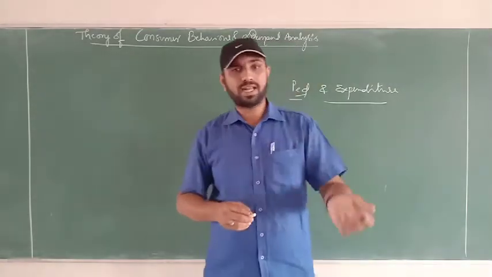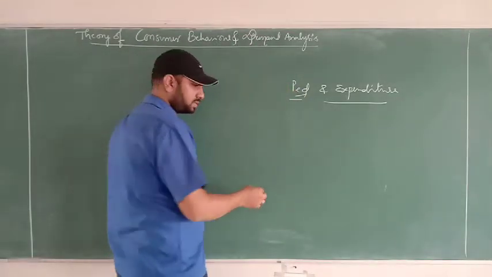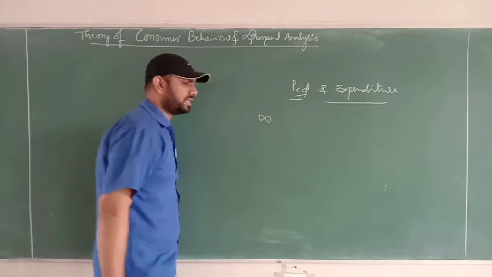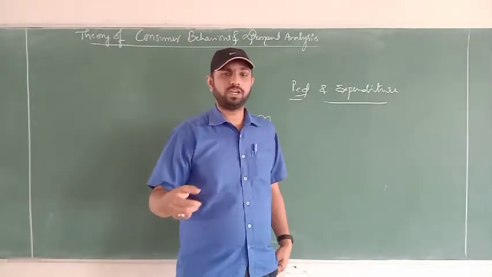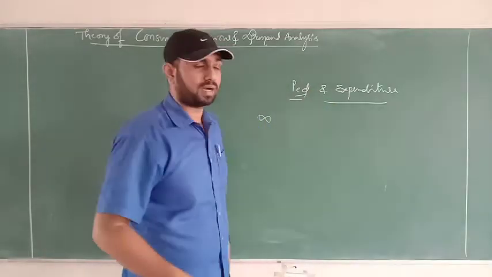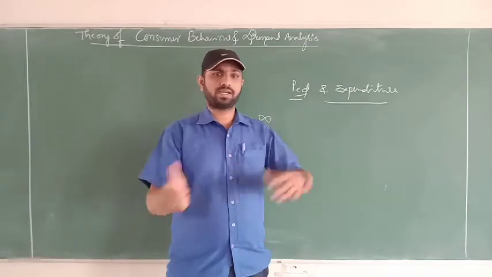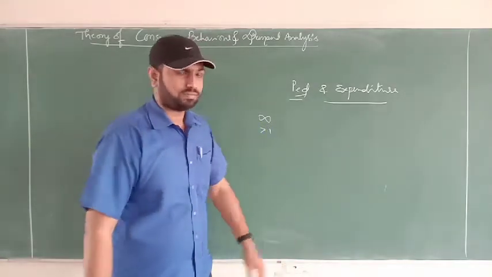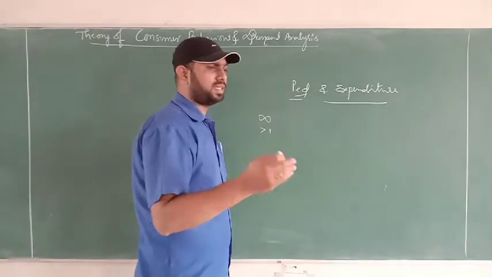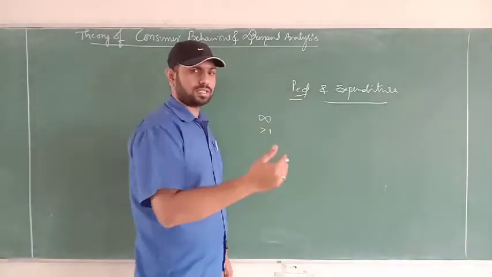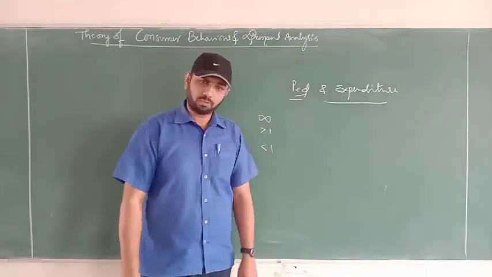Okay, so in perfectly elastic, no change or a small change in price leads to infinite change in the quantity demanded. Some percentage change in price will lead to a more percentage change in the quantity demanded, then that is called more than 1. So more than 100%, then that leads to more than 1. And likewise, some percentage change in the price will lead to a lesser change in the demand, then that is called price elasticity of demand less than 1.